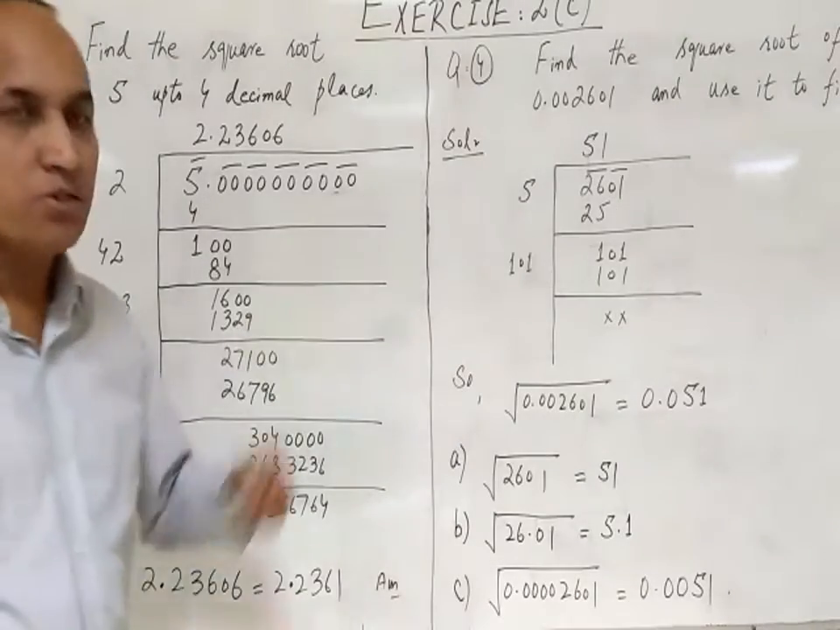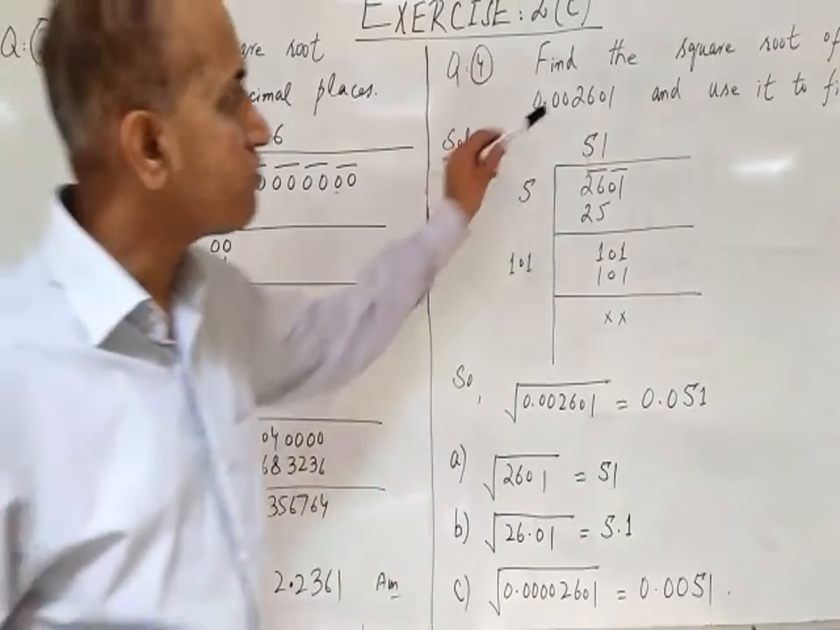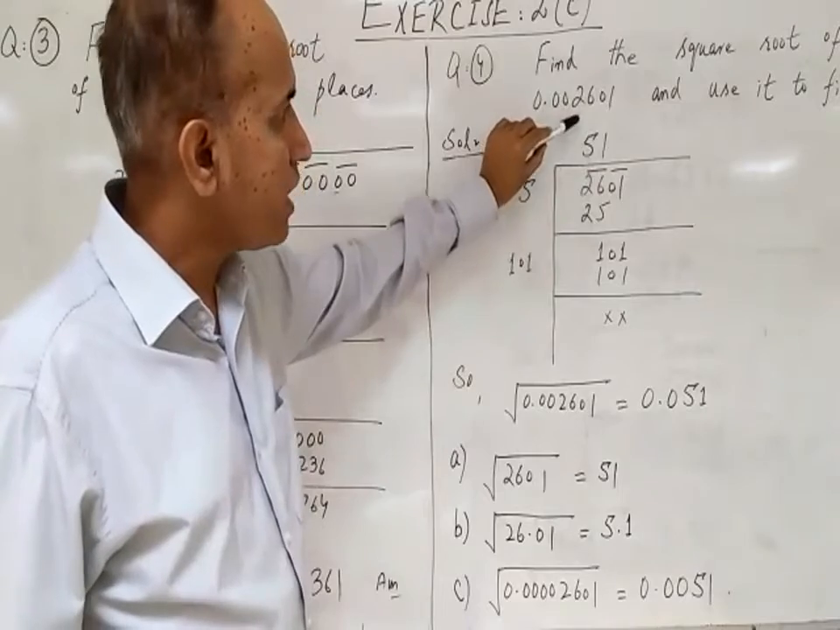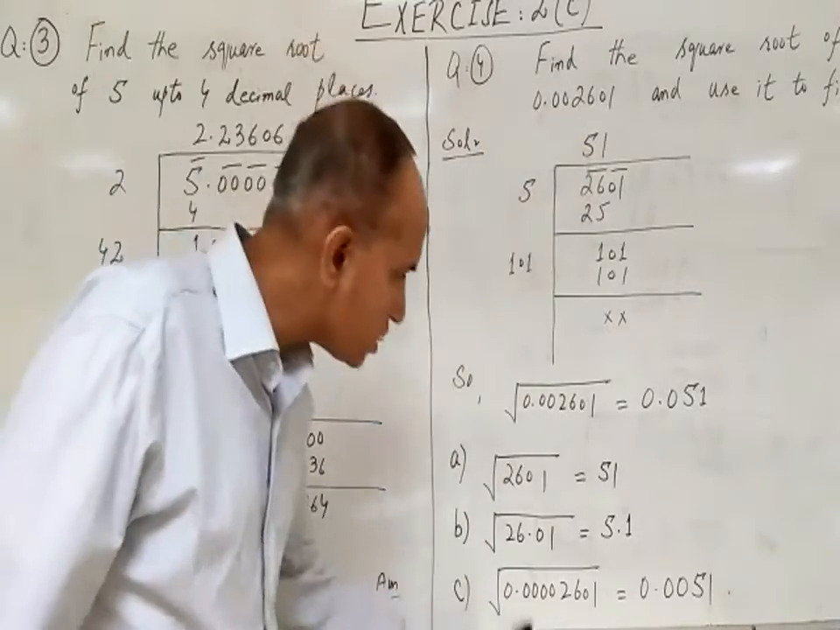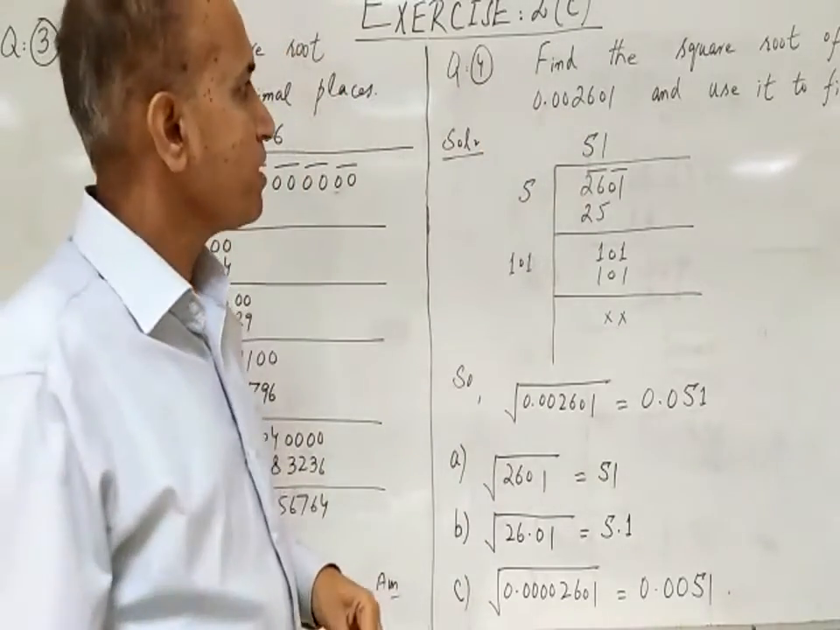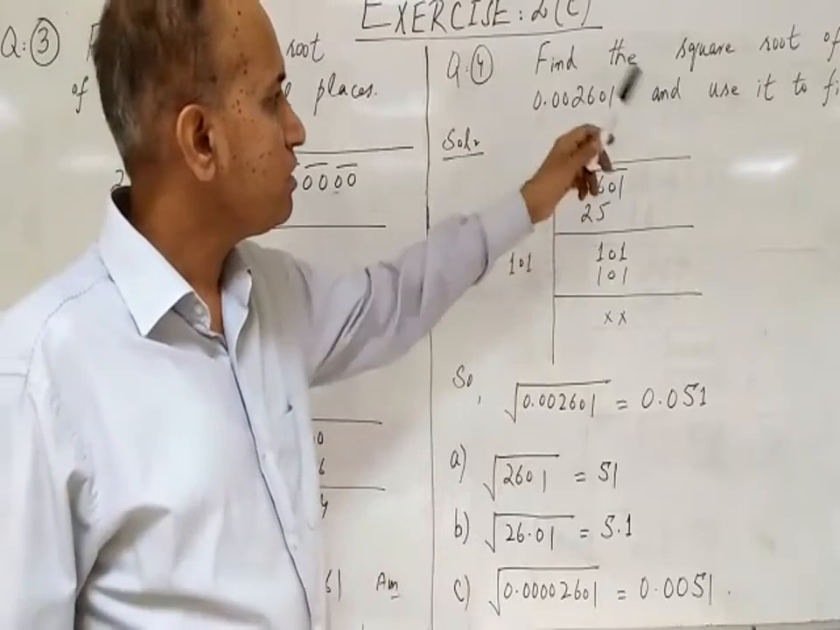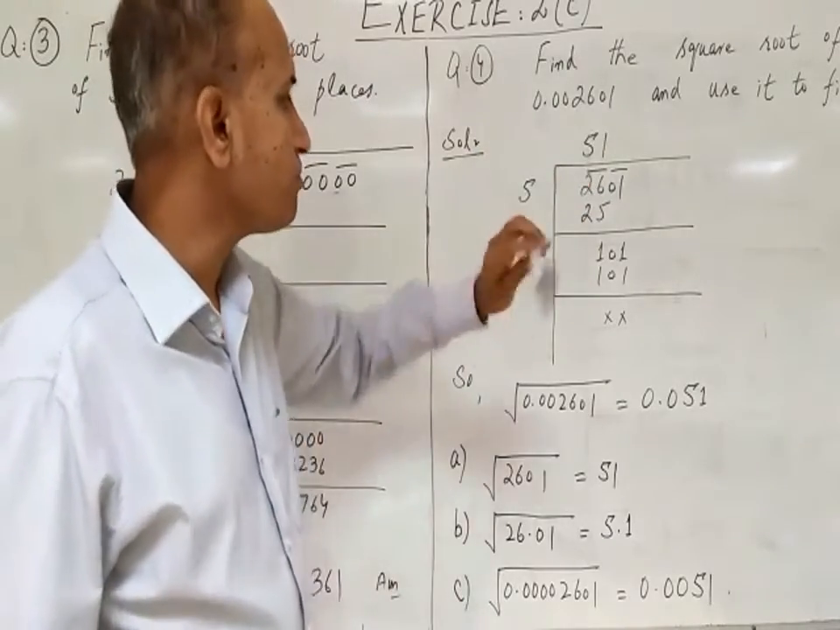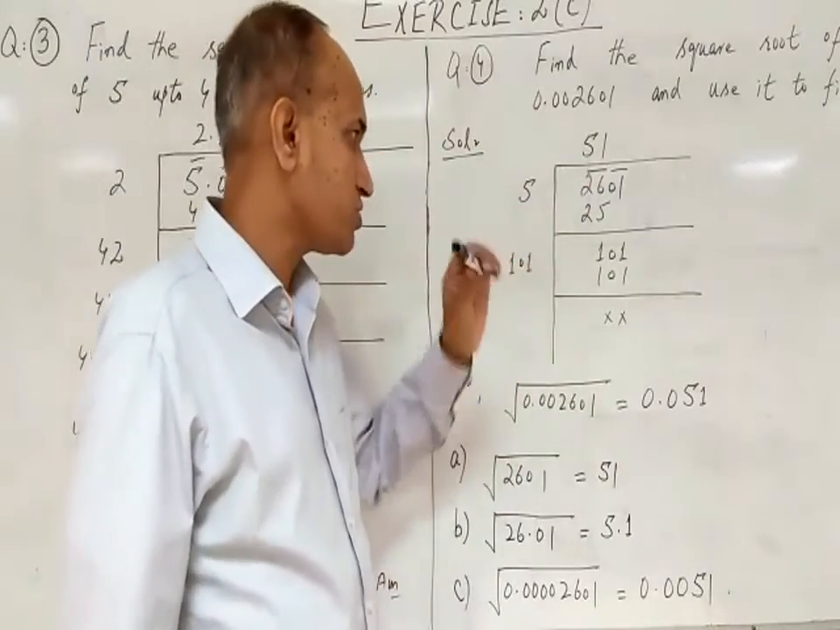Now we have to round it off to 4 decimal places, so we get 2.2361, which is the answer. In question number 4, we have to find the square root of this and then use it to find these 3 square roots. So first we start from here. We take 2601 from here and then find the square root of this.